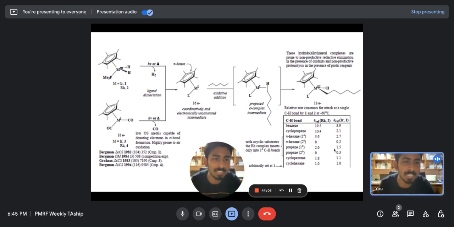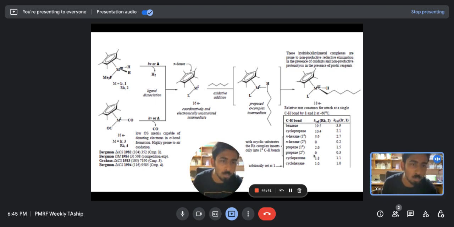No one in this table is as high as in the case of benzene, because all these molecules, cyclopropane or cyclopentane or cyclohexane, are alkanes containing sp3 carbon atoms. But benzene is an aromatic hydrocarbon which has an sp2 C-H bond. That's why the relative rate of addition to the metal center is highest in the case of benzene. In the other cases, all are actually the same. You can see the secondary molecules, when taken, the relative rate of addition is 0 in this case.